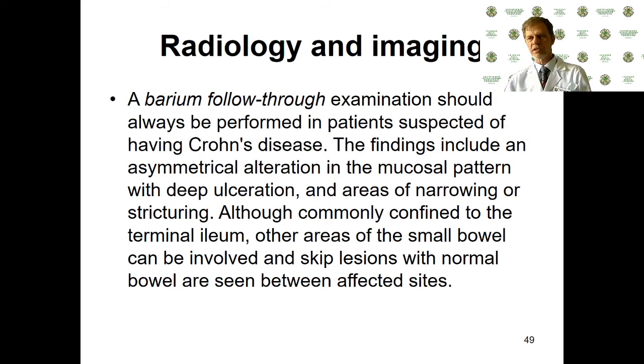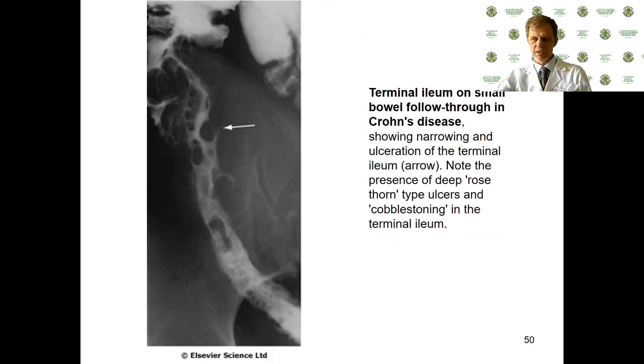Barium follow-through examination should always be performed in patients suspected to have Crohn's disease. The findings include asymmetric alterations of mucosal pattern with deep ulcerations, and areas of narrowing or stricturing. Also commonly confined to the terminal ileum, but other areas of the small bowel can be involved, and skip lesions with normal bowel are seen between affected sites.